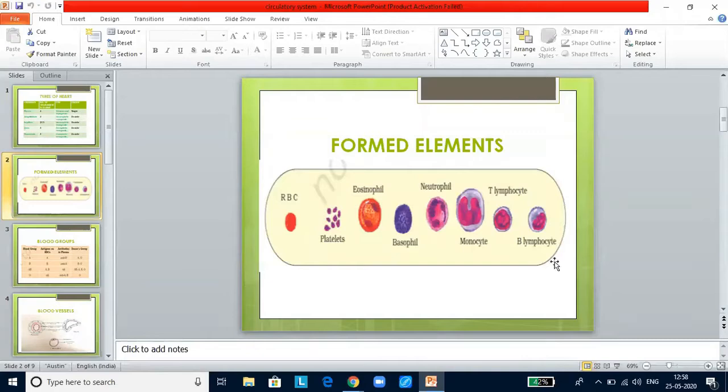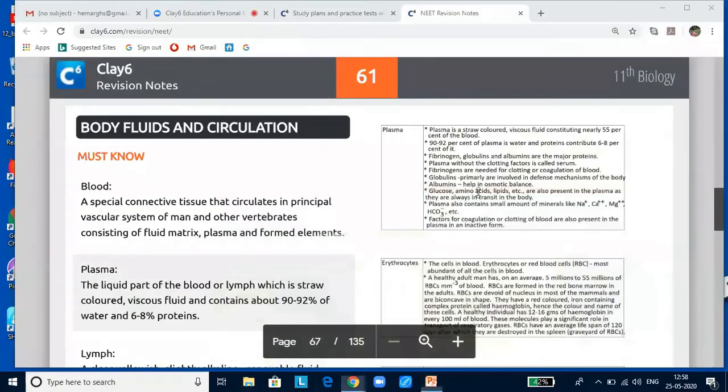And this diagram is very important. They might ask you to identify the kind of the cells, what are the formed elements, by showing it as A, B, C, and D. So you will learn this diagram thoroughly. Now let us look into the components here.